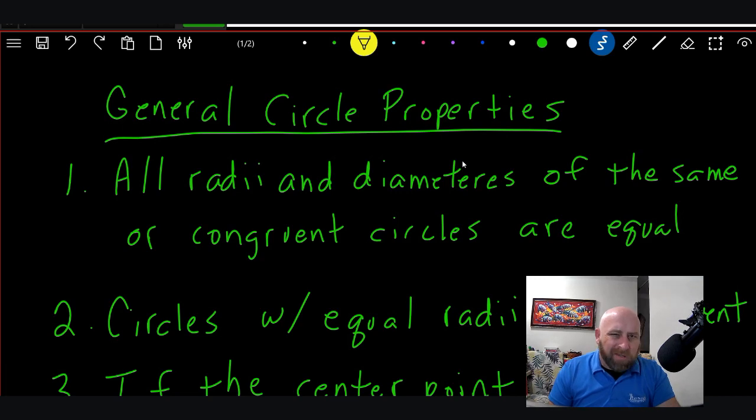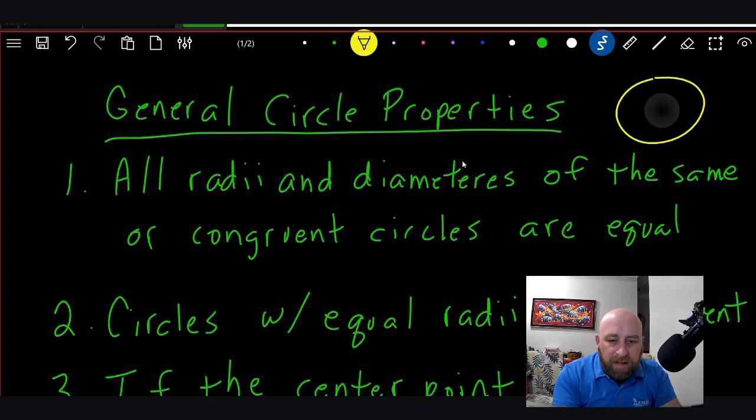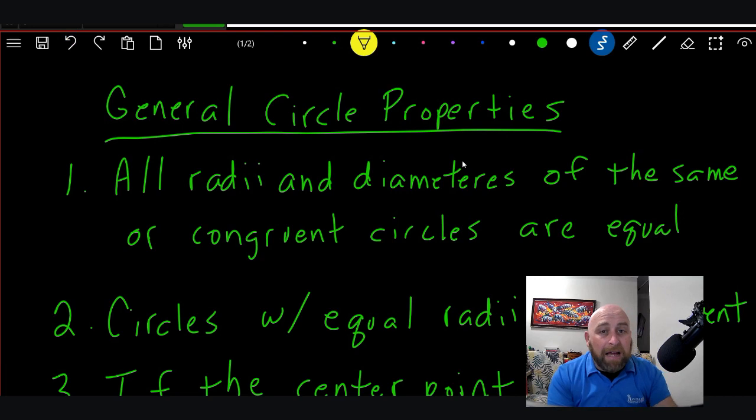All radii. What's a radii? Well, multiple radiuses. All right, radiuses is not a word. A radius goes from the center point to the circle. Okay, so I'll put one up here. Put just a little fake circle right here. It's not a real circle. If you go from the center to the edge of the circle, that would be a radius. So what is a radii? A radii is when you have multiple radiuses. If you have more than one radius, it's a radii.